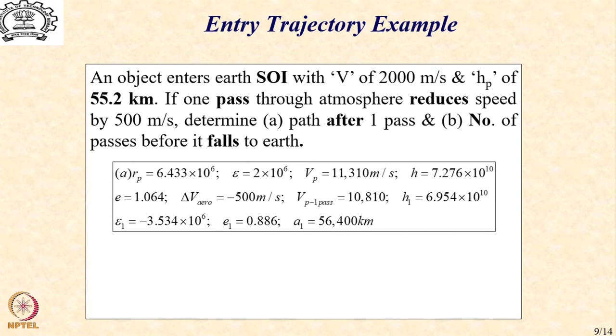So let us start with the basic orbital mechanics relation, which I am reproducing here. You can refer to these relations independently for greater clarity, but it can be shown that the velocity at periapsis, the VP, which is the point closest to Earth, will be of the order of 11,310 meters per second for the case when it enters the Earth's sphere of influence at 2000 meters per second. And with that, the eccentricity, as you can see, is slightly greater than 1. So we are considering the case which we have discussed in the previous slide.